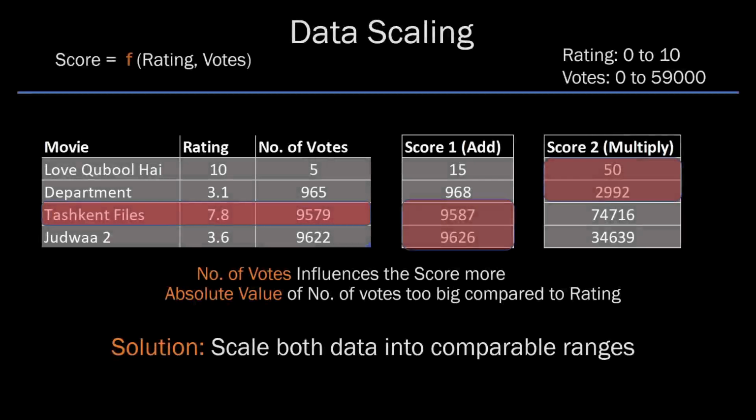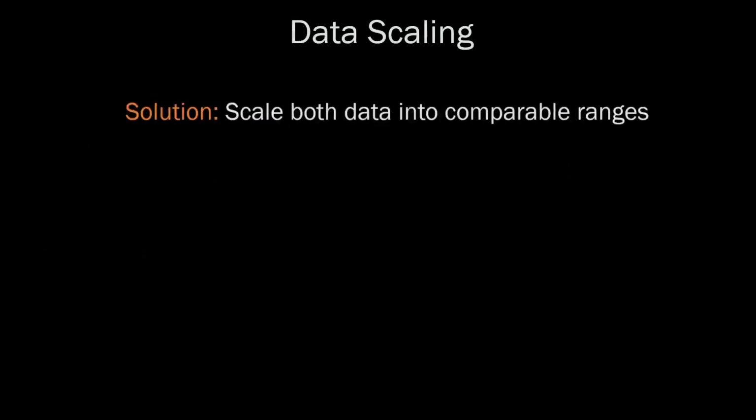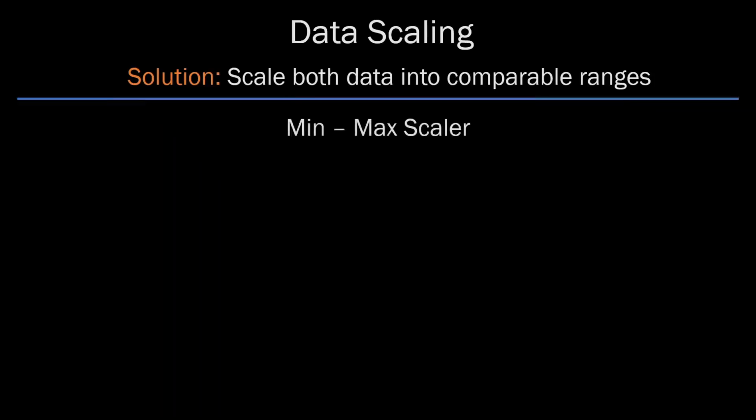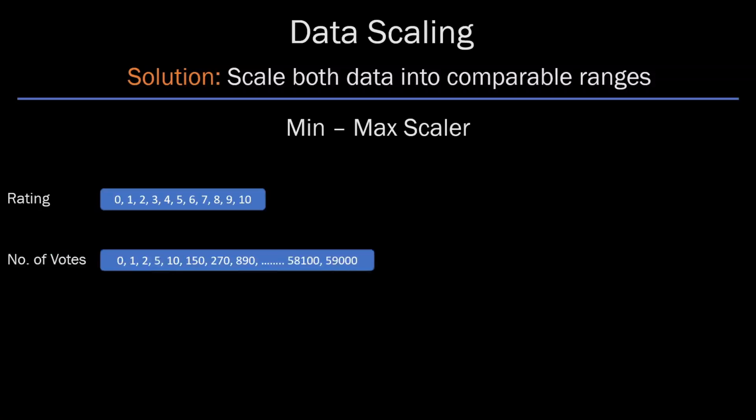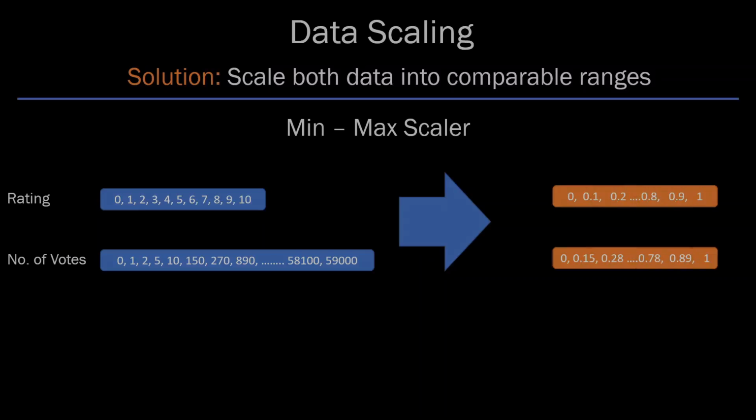The solution for this problem is to convert these data columns of rating and votes into comparable ranges. Okay, so how do we do that? By using min max scaler. So what is min max scaler? To understand what min max scaler is, let us try to understand our ranges. Rating ranges from 0 to 10, and number of votes is from 0 to 59,000. Both of them should get converted to another range between 0 and 1.